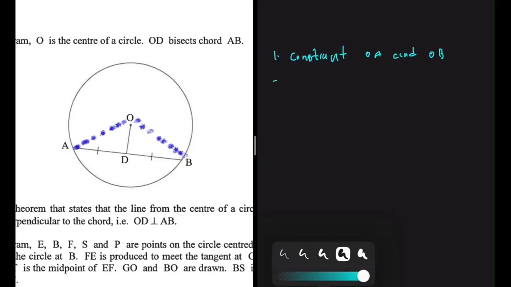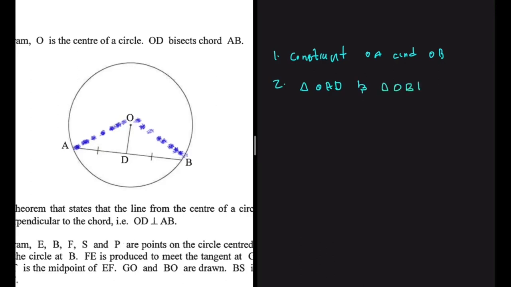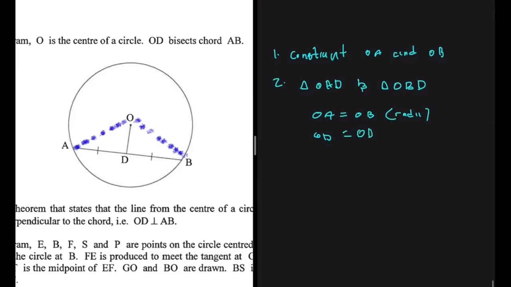And now we can move to the second step. In the second step, we're going to prove that triangle OAD and triangle OBD are congruent. How can we possibly do that? We can start by saying that OA is equal to OB. They're all radii, so they're supposed to be equal to each other. Then we can say that OD is equal to OD in the 2 triangles because it's a common side. So our reason here will be common side.